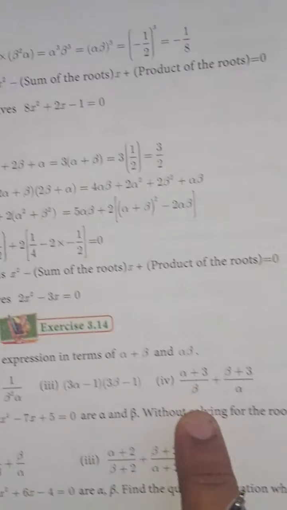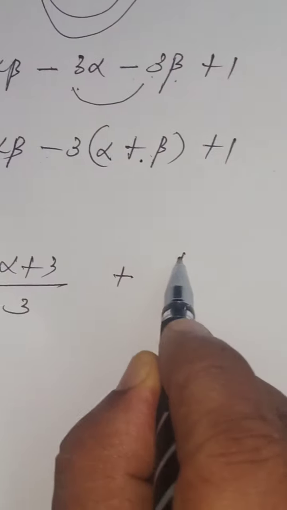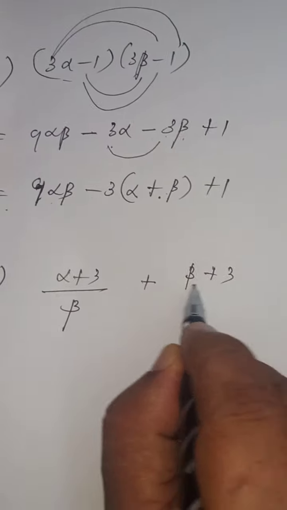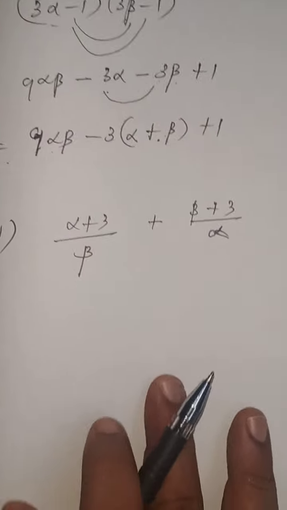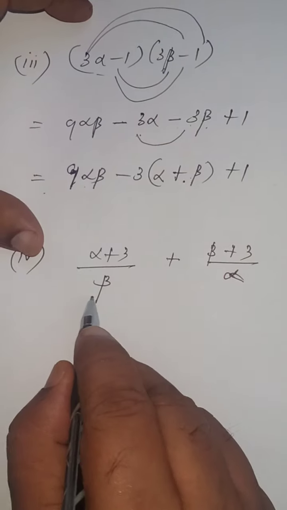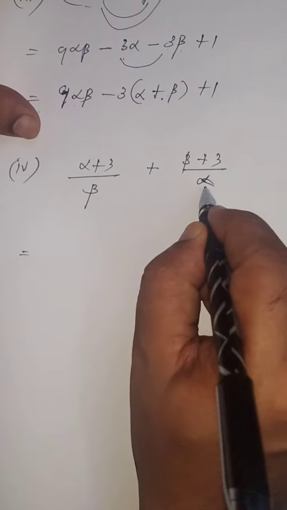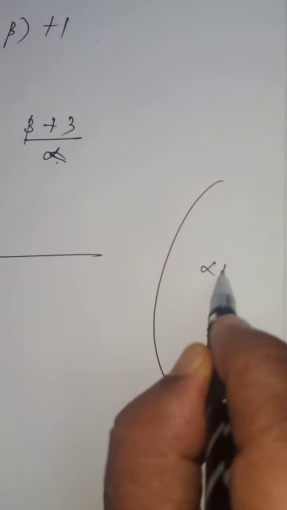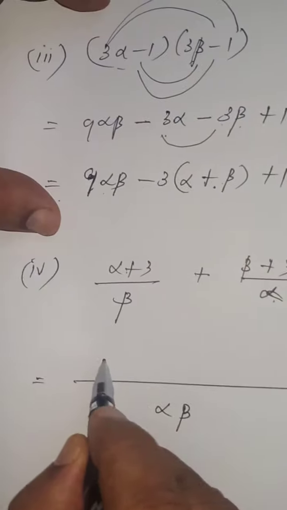We have alpha plus 3 divided by 3, plus beta plus 3 divided by alpha. We have to simplify. Here for alpha and beta, you can take the LCM. The LCM is alpha beta only. You just multiply alpha into beta, that is alpha beta. After taking the LCM, listen carefully. What is the LCM? Alpha beta. That should be divided by the denominator beta. Beta gets cancelled. You are getting alpha. That alpha should be multiplied with alpha plus 3.